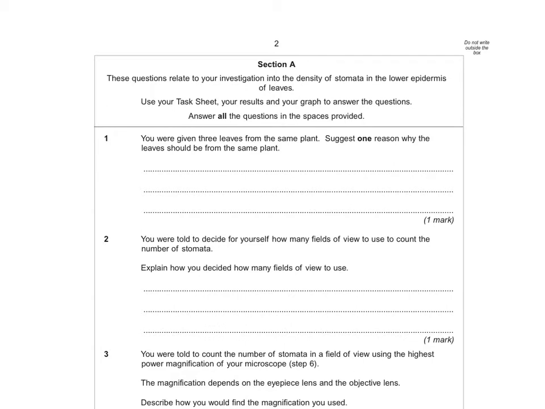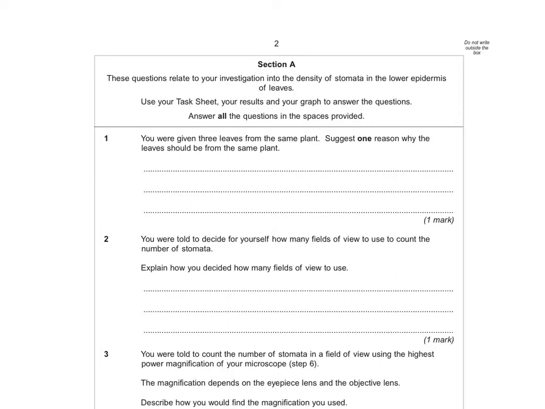Anyway, so it says here, these questions relate to the investigation. So we need to pretend that we've done this peeling a leaf, put it under a microscope, focusing on the lower epidermis. It says use your task sheet, so that's what had the method on, your results and graph to answer the questions. Well, you've got your results. We are bypassing the graph bit. We'll see how much we can do.